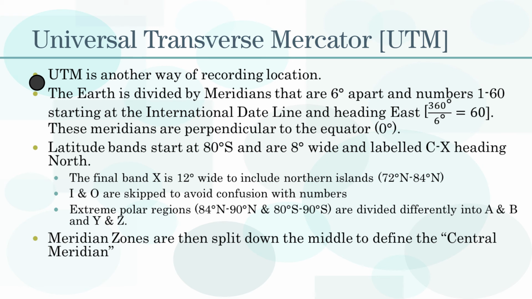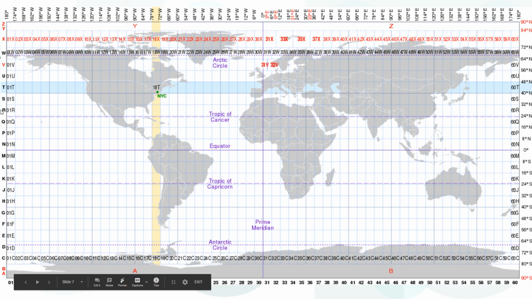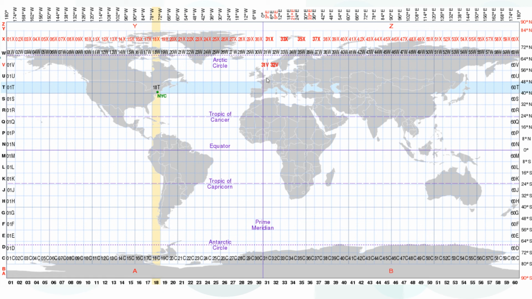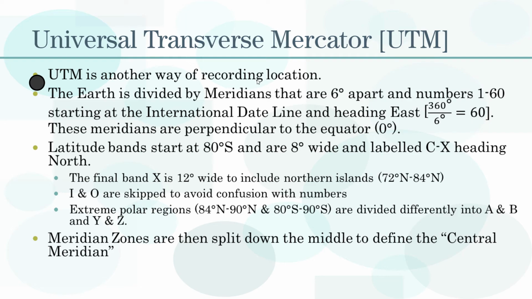From there, we have latitude bands, and the latitude bands start at 80 degrees south and are 8 degrees wide and labeled C through X heading north. So C through X heading north, they are 8 degrees wide. It skips a lot of Antarctica, but we go all the way up to the end of your land masses here with Greenland and some of the Russian islands that are your furthest north there.